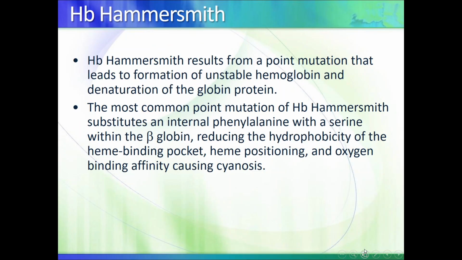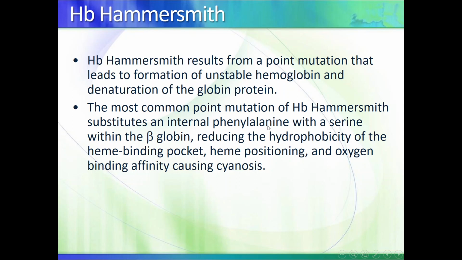There's a condition known as Hb Hammersmith. With Hb Hammersmith, what you have here is a mutation in the globin protein that results in reduced affinity to oxygen. The mutation takes place inside the globin protein, so you have a change of phenylalanine into a serine.